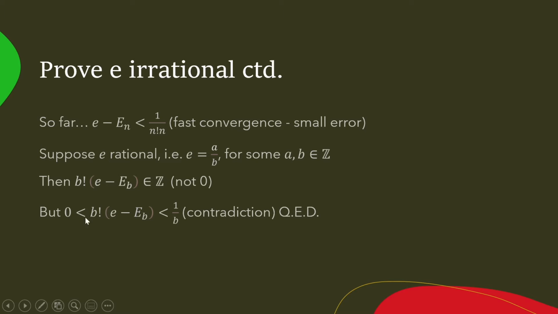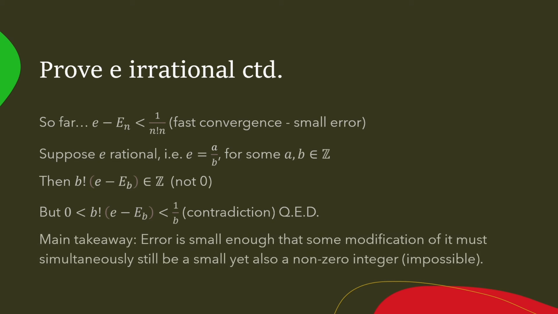So it's a positive number, of course. Everything in here was positive. So we have some positive integer, but it's less than 1 over b, which is some fraction, which is less than 1. So what integers are there that are strictly between 0 and 1? None at all. So that's a contradiction, and that ends the proof. So that shows that e can't be a rational number.